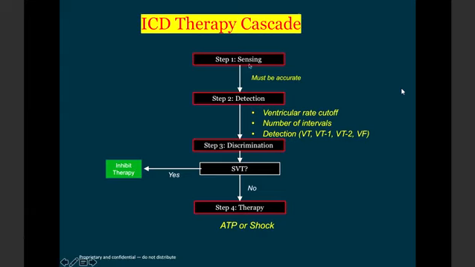After having sensed and having detected the arrhythmia based on this rate criteria, the next important step is to discriminate between a ventricular versus a supraventricular tachycardia.